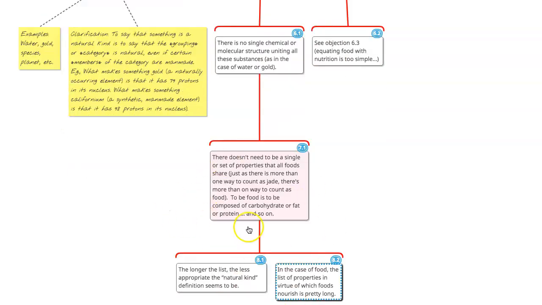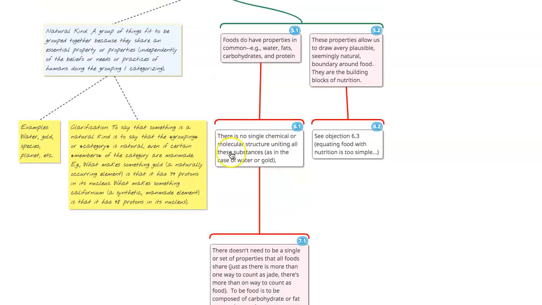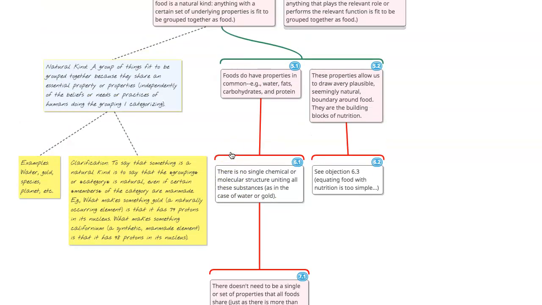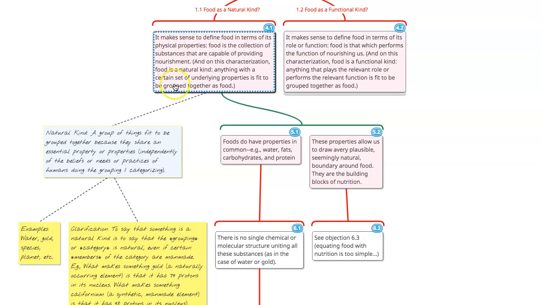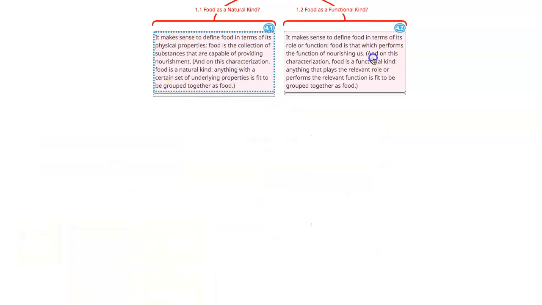But where do we leave off here? We do have an objection to this way. This is something that's not great about the definition, but maybe if there isn't a better one, it isn't that big of a problem. The more important issue is the other premise, that these properties allow us to draw a very plausible, natural boundary around food. We'll get an objection to this in the next section. So let's look at that.